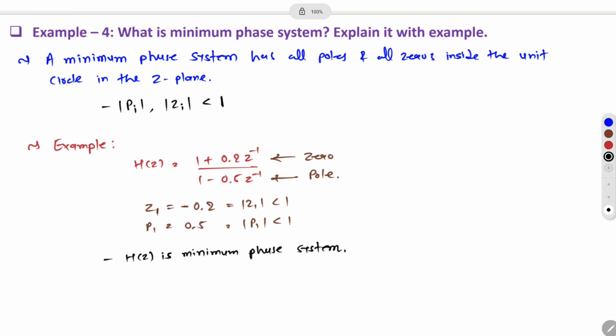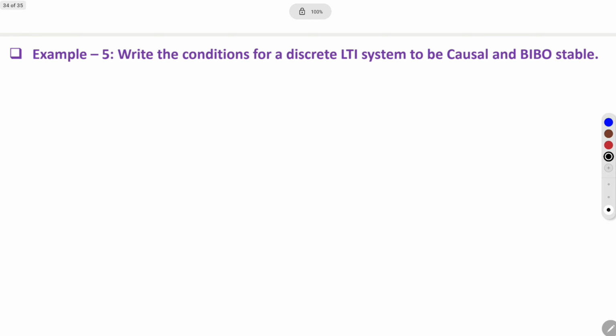So as and when you want to test whether the given system is a minimum phase system or not, in that case we need to have the transfer function in terms of the z domain. Then we need to check the location of poles and zeros. If the value of poles and zeros is lower than 1 for all the poles and all the zeros, in that case one can say the given system is a minimum phase system. Right. Now let me explain example number 5.